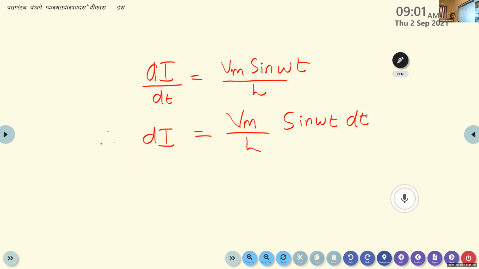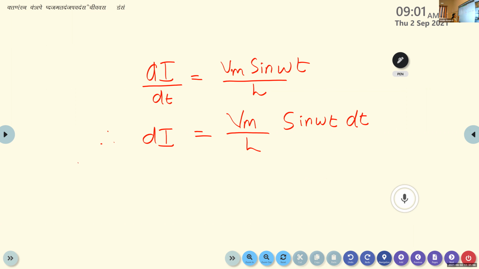Then how can we find out the expression for current? This di is for a small current. The small current di is equal to Vm by L sin omega t dt. We want to calculate the total current that is passing through the inductor when it is connected to an AC voltage source. How can we calculate the total current from this equation? Integration. By integration. Very good.